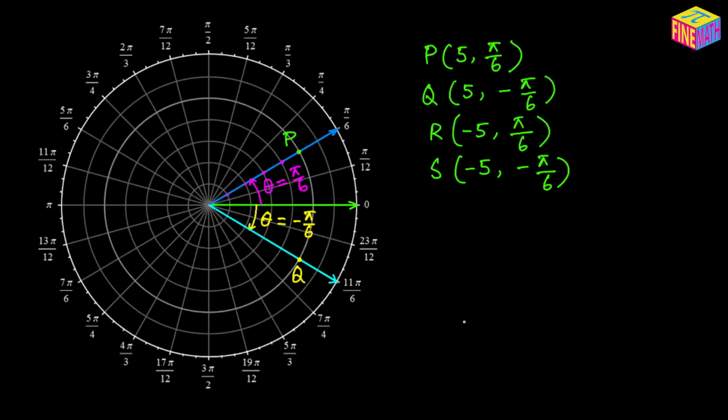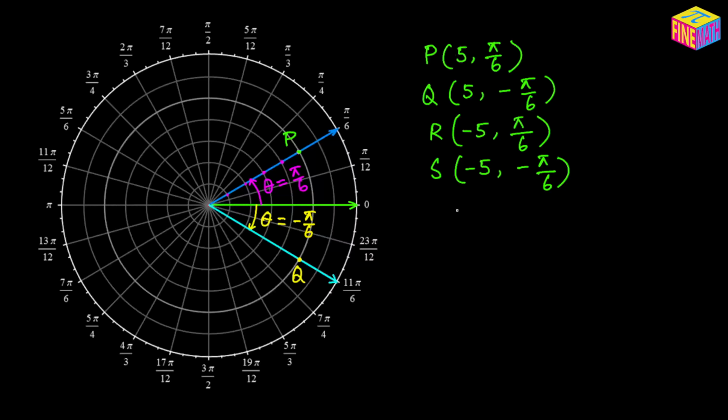Now let's try to plot the point R. Well, R is actually negative 5, pi over 6. So it's a positive rotation pi over 6, and then we have to count negative 5. That means we have to count opposite direction of the ray. Now pi over 6 rotation, we already have the ray here in the diagram, which is the blue ray. That's the pi over 6 rotation in the positive direction. And we have to now move negative 5 units.